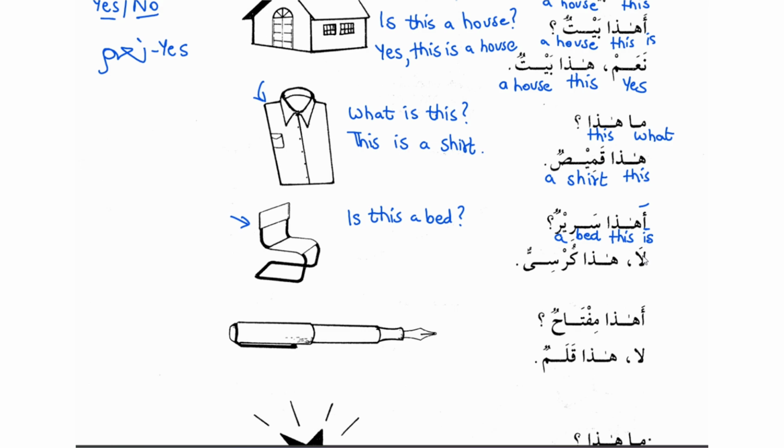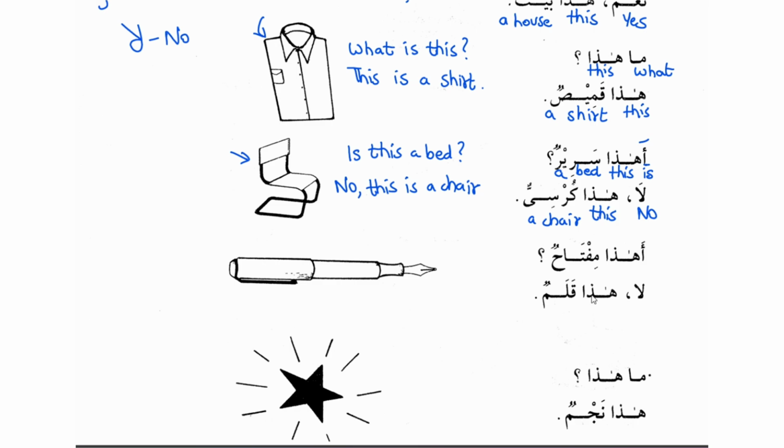So the answer would be no. The Arabic term for no is la. La means no. Na'am means yes. La means no. La hadha kursiyun. La means no, haza means this, and kursiyun means a chair. So this will be translated as no, comma, this is a chair. The question was, Ahaza sarirun? Is this a bed? The answer is La hadha kursiyun. No, this is a chair.